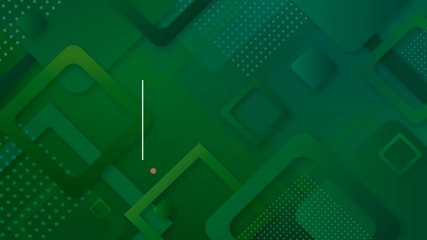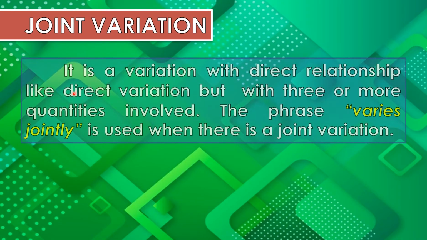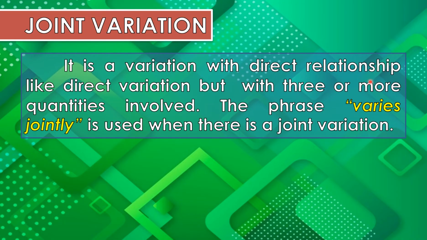Ngayon, pagpapatuloy natin, didiscuss natin yung natitirang dalawang variation, which are joint and combined variation. Okay, let's start. Para sa joint variation. When we say joint variation, it is a variation with direct relationship, like direct variation but with three or more quantities involved. The phrase varies jointly is used when there is a joint variation. Kapag nakita niyo yung varies jointly, that is a joint variation.